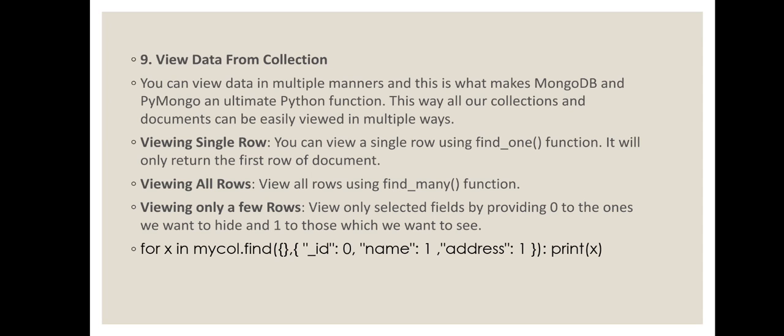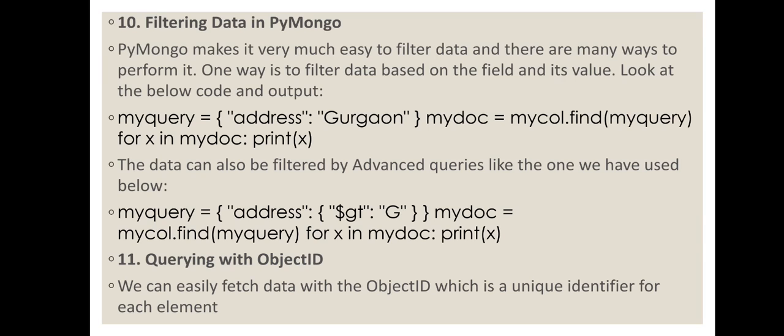Viewing all rows: view all rows using the find_many() function. Viewing all selected fields: by providing 0 to the fields we want to hide and 1 to those which we want to see. Tenth, filtering data in PyMongo. PyMongo makes it very easy to filter data, and there are many ways to perform it.